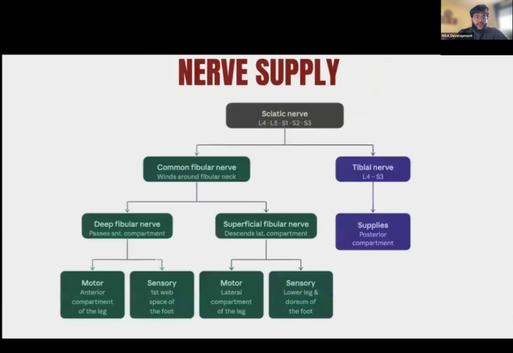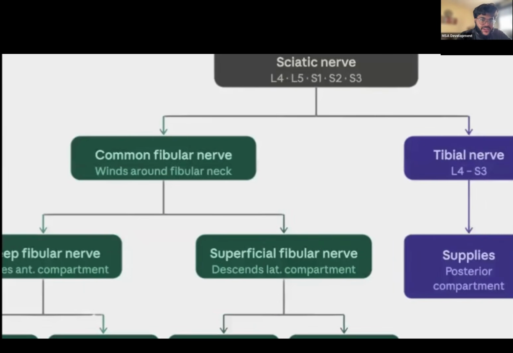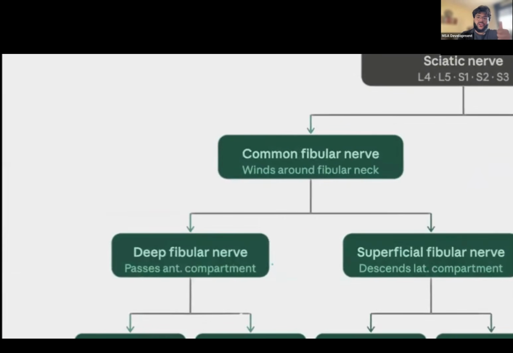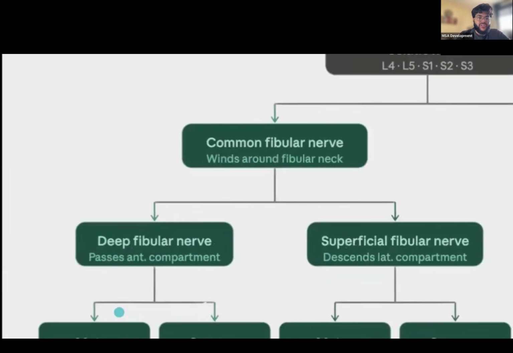Now let's talk about the nerve supply of the lower leg. We start off with the sciatic nerve. This is what I forgot: the sciatic nerve gives off the common fibular and the tibial nerve. The common fibular will further divide into the superficial and deep fibular nerves.